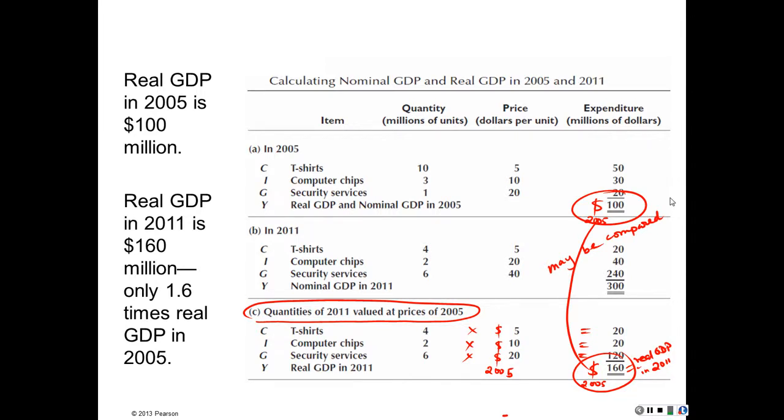Right? So going by this, we can say now that in 2011, real GDP rose 60% as compared to 2005. And we can use this to roughly say that Americans as a whole are 60% better off in 2011 as compared to 2005. Right? Because GDP, after all, is output, but it's also the income of households, correct? So this is how we get real GDP.